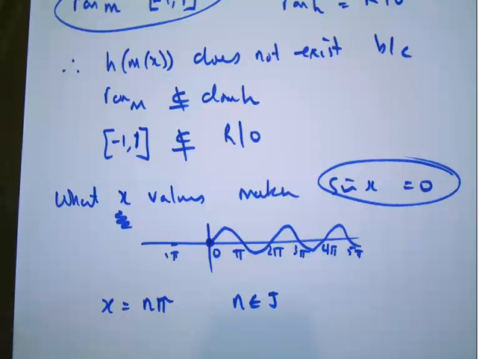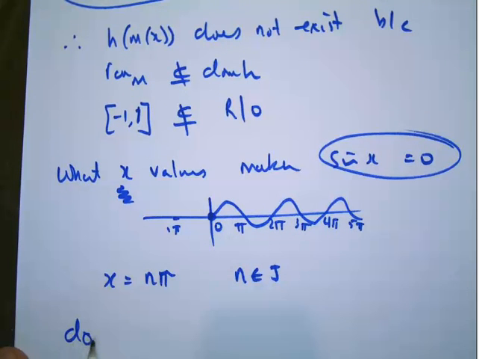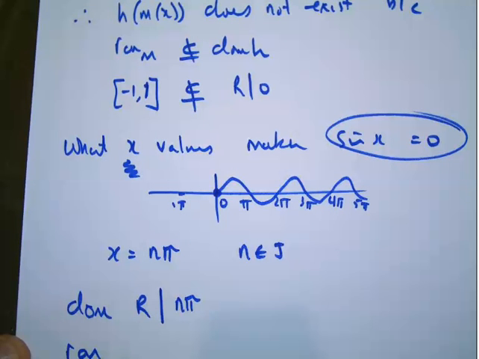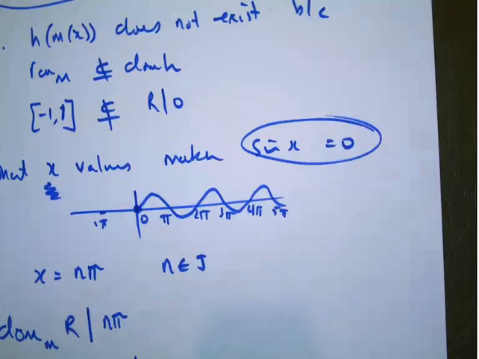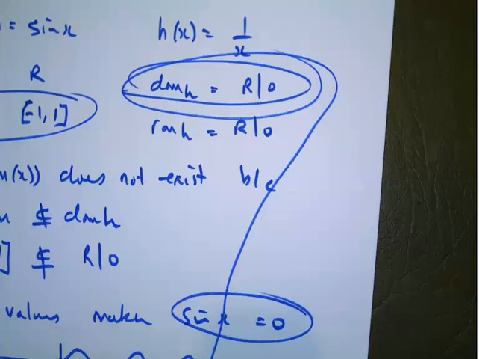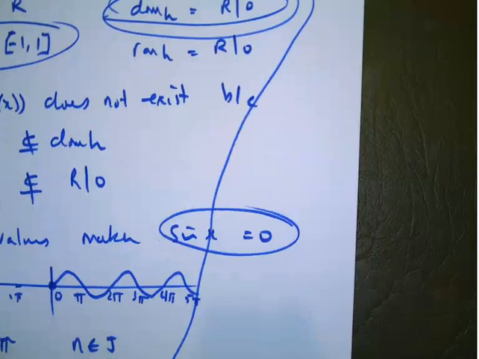So what domain do I want for m? The domain of m has to be all real numbers except all of the n pi's, because then the range of m will be -1 to 1 except 0. And now that will fit inside of the domain of h, because that's all real numbers except for 0. Therefore, h of m of x exists.